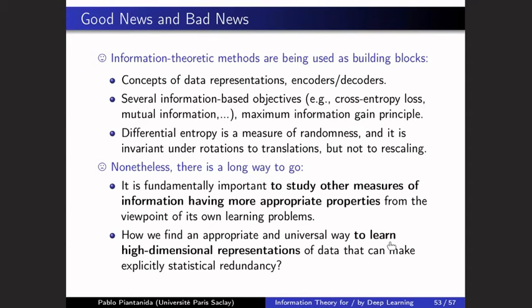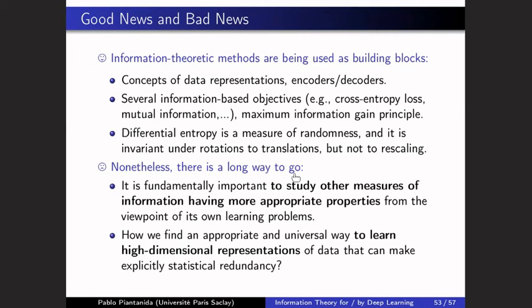Common things like encoders, decoders, notions, representations that are very useful in both domains. We're using a lot of information measures as objectives for learning, like cross entropy, mutual information, or principles like the info gain principle. Differential entropy is a measure of randomness that is very useful. And it's nice because it's invariant under rotation and translations, but unfortunately it's not under rescalings. So there could be better measures here than the differential entropy.